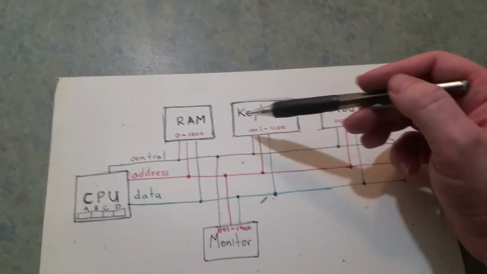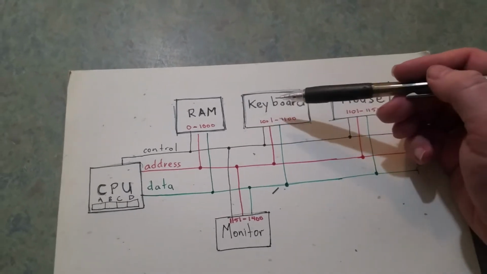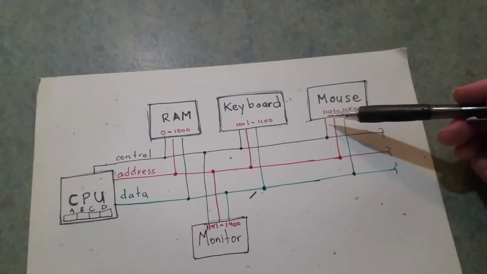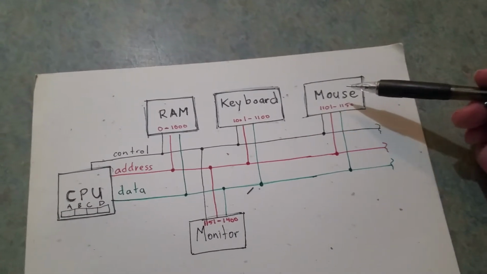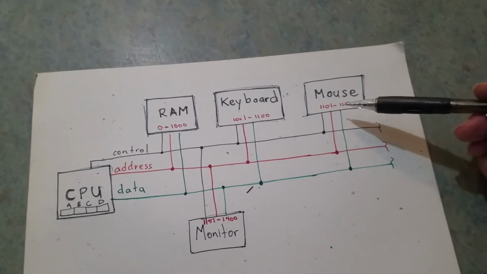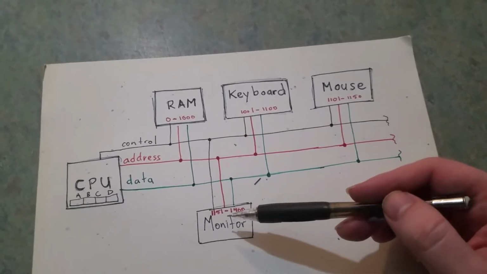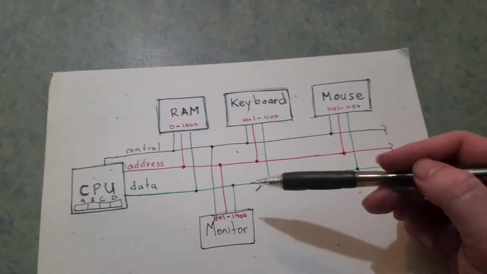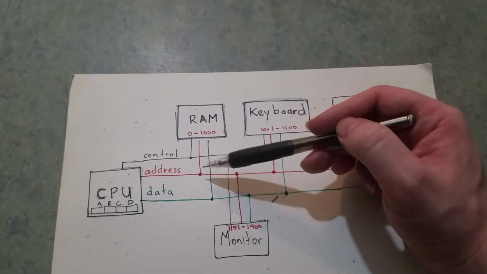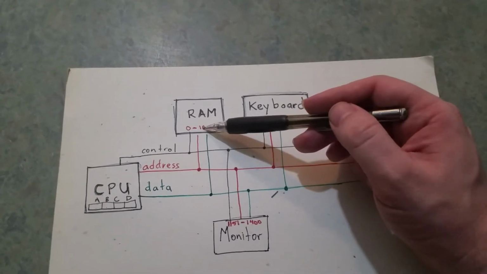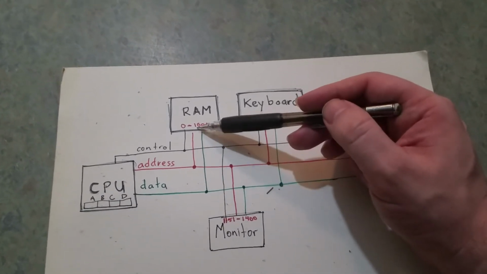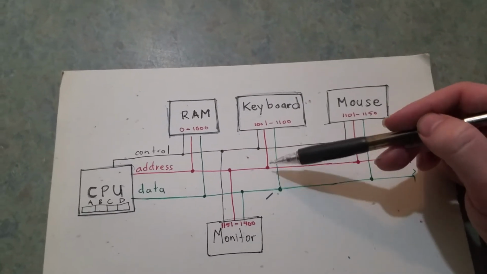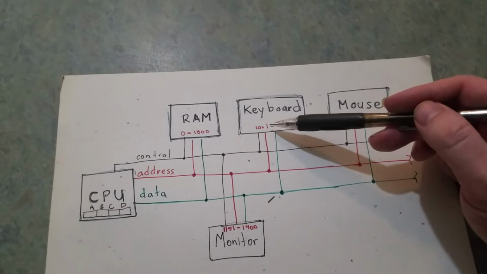So next is the keyboard. This is 1001 to 1100. This is the mouse, which is 1101 to 1150. And then the monitor is 1151 through 1400. So if you want to communicate with the RAM, we have 1000 or so bytes that we can address and read from the RAM. On the keyboard, we have around 100 bytes that we can read from the keyboard.